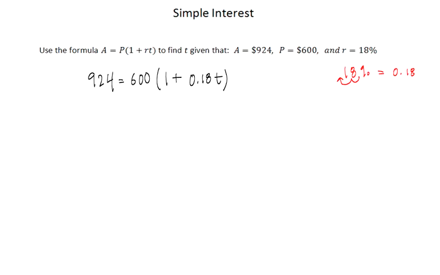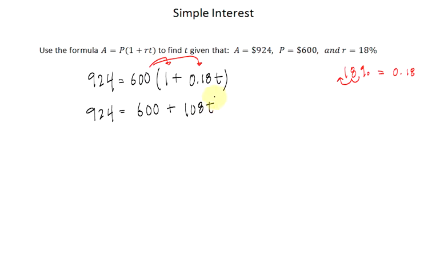Now we begin the solving process. We have an equation here that we need to solve for T. The first thing that we need to do is distribute the 600. We distribute the 600 by multiplying 600 times each of these items inside the parentheses. So on the left side, we'll leave 924 alone. 600 times 1 is equal to 600. 600 times 0.18 T. In order to determine that term, we need to multiply 600 by 0.18, which you can do on your calculator. It equals 108. So that last term is 108 T.